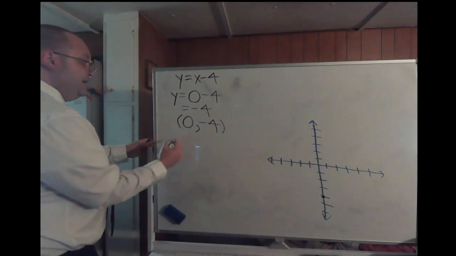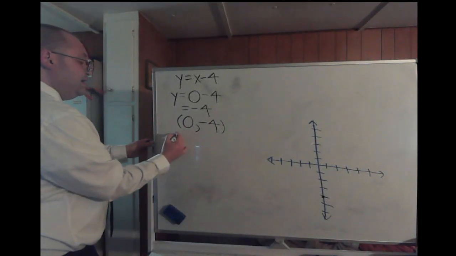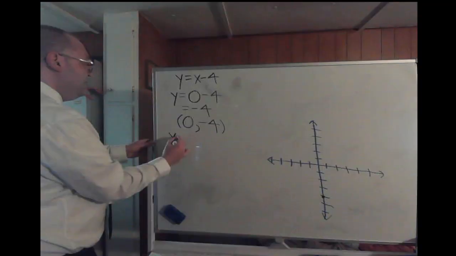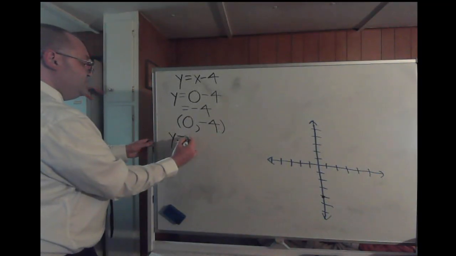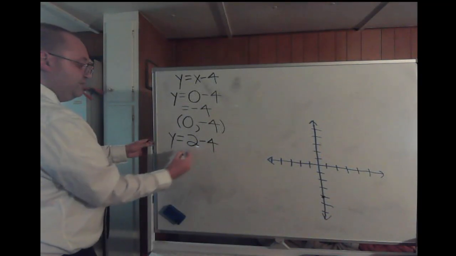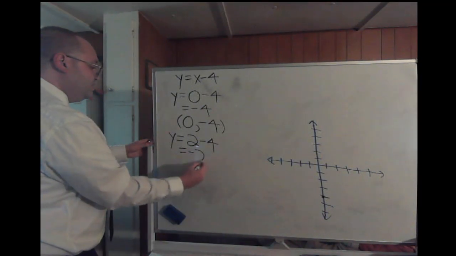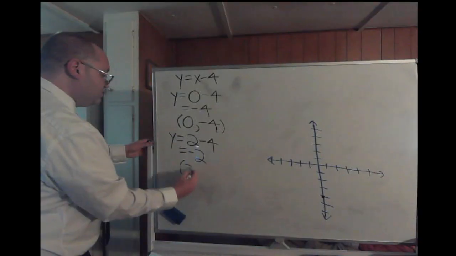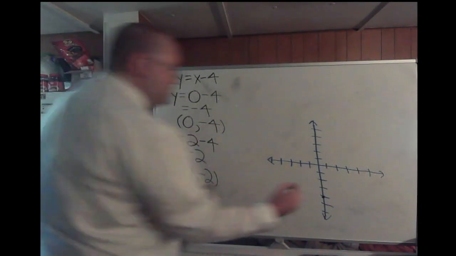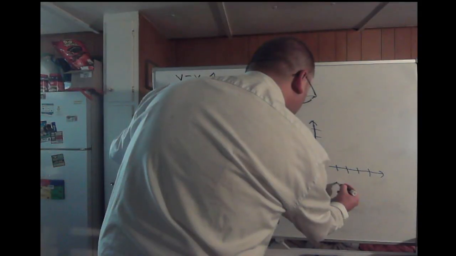Alright, let's do x equal to 2. When x equals 2, we'll put that in for x, and we'll have y equal to 2 minus 4. 2 minus 4 is negative 2. So when x equals 2, y is negative 2. So we'll plot the point (2, -2) right here.